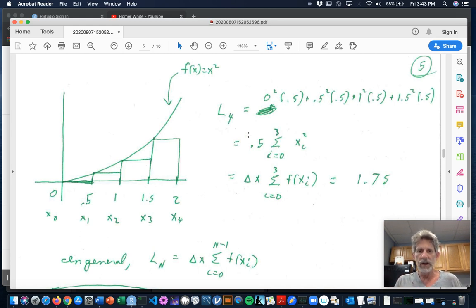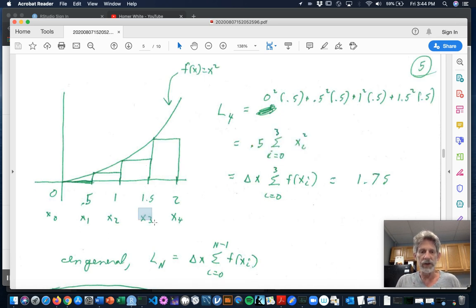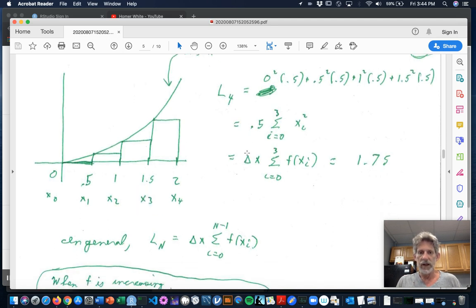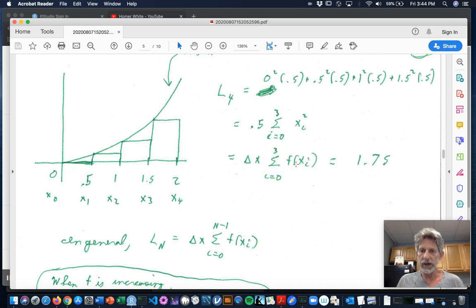So if I were writing it out in sum notation, I could go ahead and factor out the delta x, the 0.5. And I'm still going to use xi squared as a general term, but I need to change the limits on the i because I'm starting with the x0 and I'm only going up to the x3. And so more generally, you would write this as f of xi, but i goes from 0 to 1 less than the number of rectangles you're making. Turned out to be 1.75 this time.